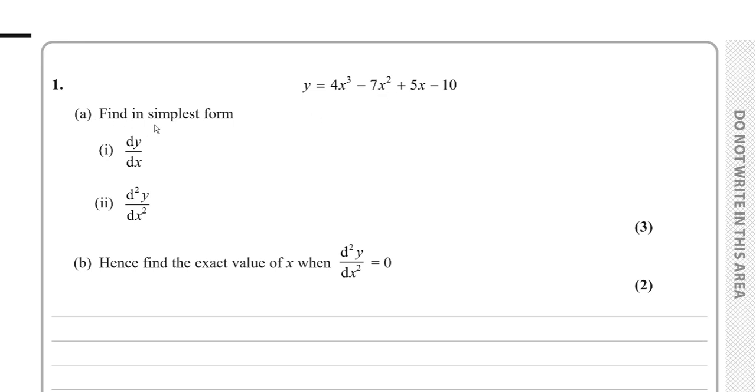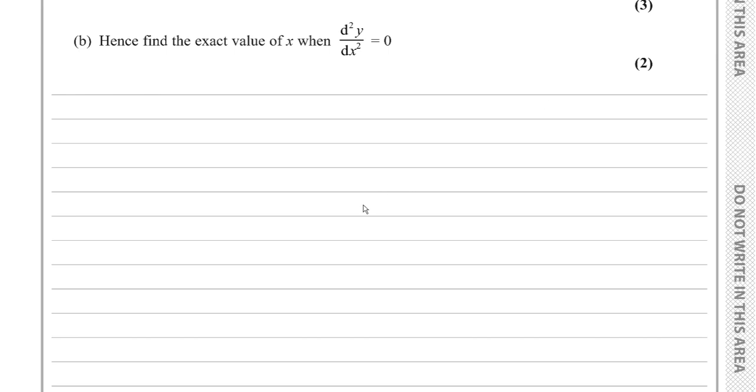Part A, find in simplest form, for the first part of part A, dy over dx, and then for the second part of part A, d squared y over dx squared. For part A, we begin with y equals 4x cubed subtract 7x squared plus 5x subtract 10.